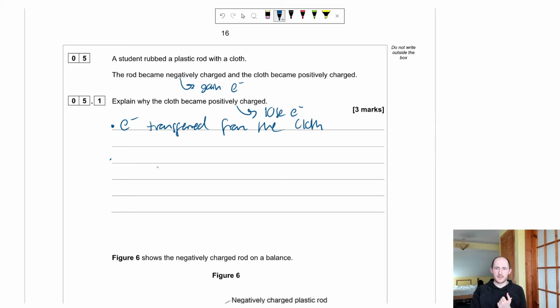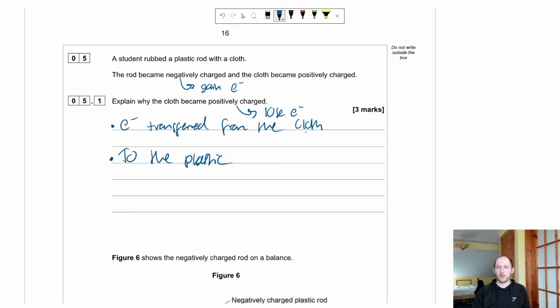Now, where'd you get the next mark from? Well, it'd be good to say where they went to, and then why they moved in the first place. So, how did it become positive? It lost electrons. Where did those electrons go? Why did they get removed in the first place? That's your 3 marks. So, transfer from the cloth to the plastic rod.